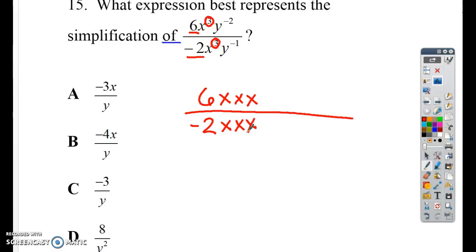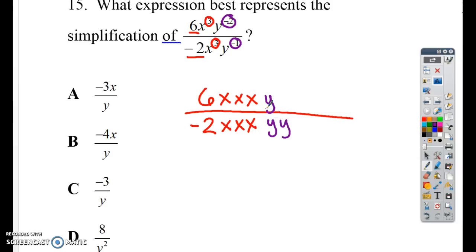Okay, now let's do the y's. What's going to happen to this y to the negative 2? Goes to the bottom, how many? 2 of them. What about this y to the negative 1? Goes to the top, and it's only 1 of them.